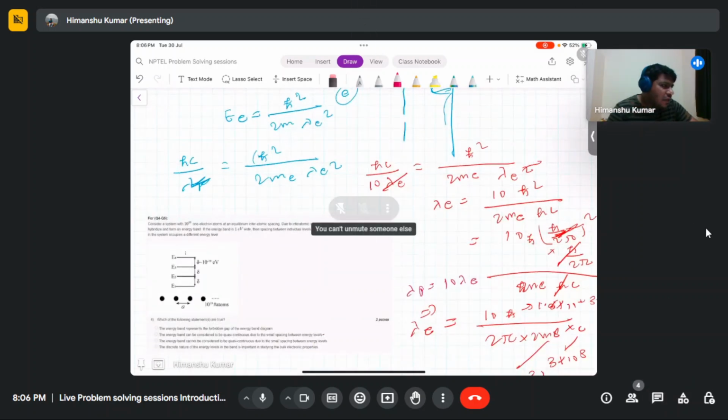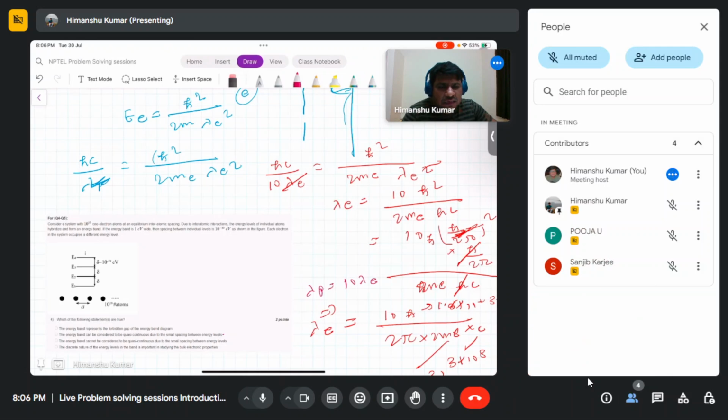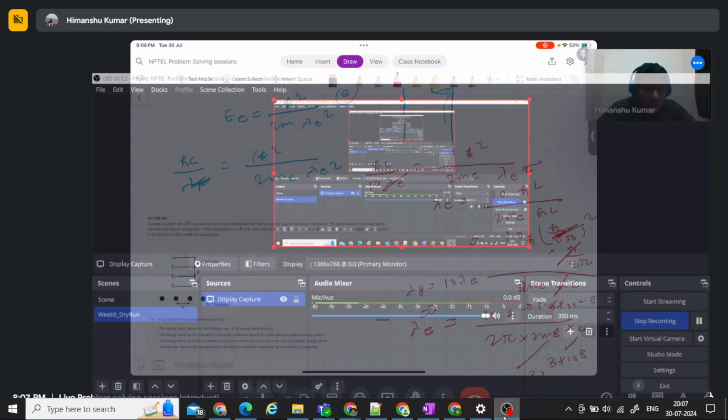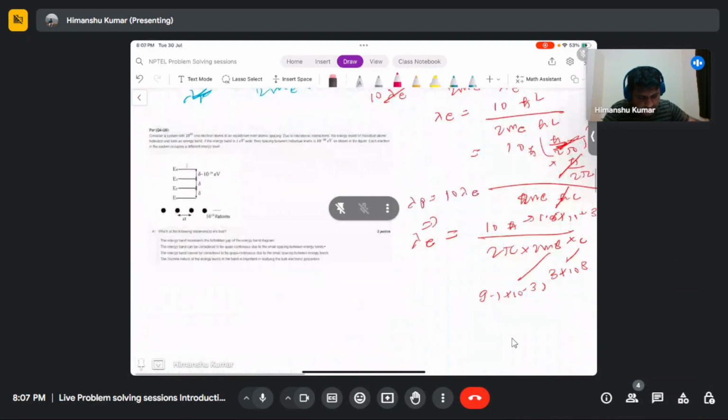So is this clear? Is there any doubt you can ask? Okay, so if there is no doubt, let's just move further. Okay, so let's move to the next problem.